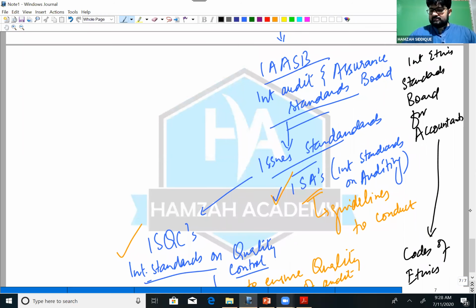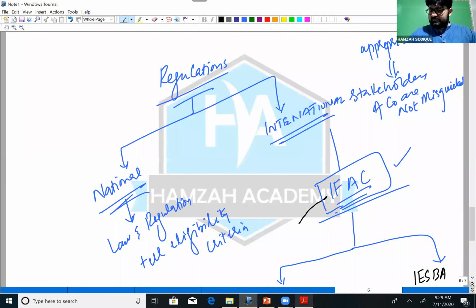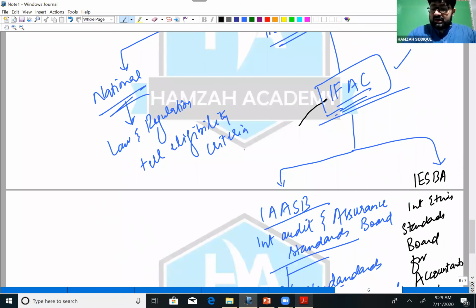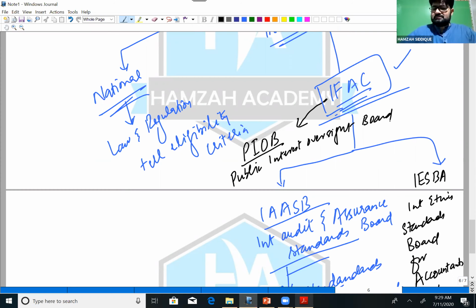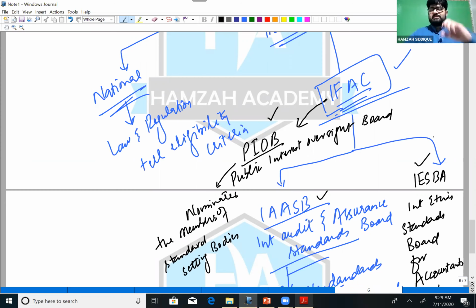Now, next. And student, in between, there is another subcommittee. The name is PIOB, Public Interest Oversight Board. It is again a subcommittee of IFAC. What does it do? It basically nominates the members of standard setting bodies. Now you see, this is a standard setting body. So their members are nominated by the Public Interest Oversight Board.